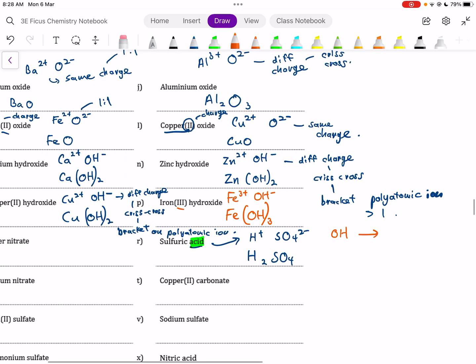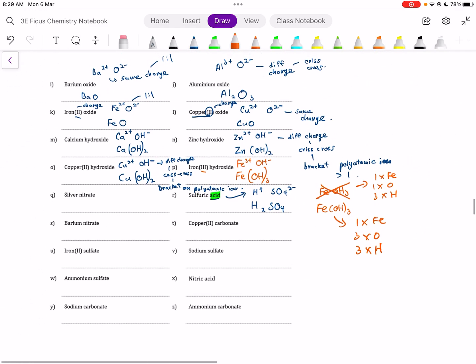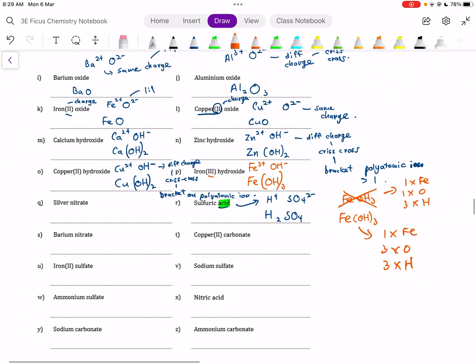If I write it 2 ways, without the bracket and with the bracket, in terms of the meaning, what is different is that without the bracket you have 1 iron, 1 oxygen, 3 hydrogen, but with the bracket you have 1 iron, 3 oxygen, 3 hydrogen. Basically, FeOH3 without the bracket doesn't exist.